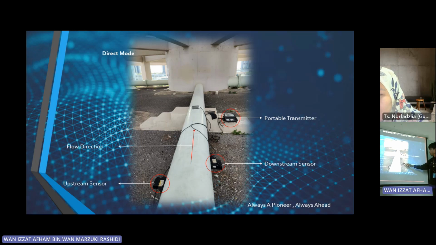We go to the first transducer, which we call the upstream sensor. And the second sensor will be the downstream sensor here. And the flow direction will go up. That means the pump will be at the bottom here. And then the flow of the water will go up until it reaches the water tank up. So this will be direct mode.